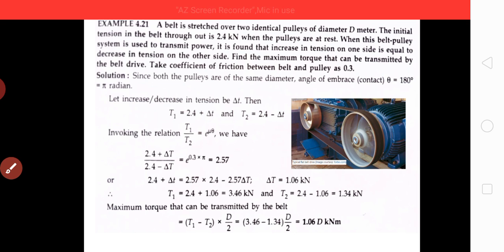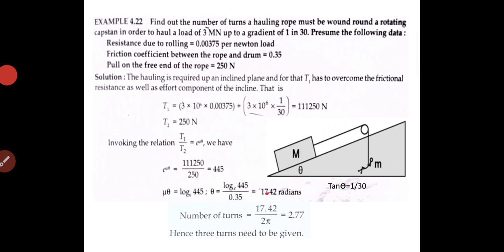Coming to the next problem. This again is a simple problem. Find out the number of turns a hauling rope must be wound around a rotating capstan in order to haul a load of 3 meganewton up a gradient of 1 in 30. Presume the following data: resistance due to rolling is 0.000375 per Newton load, and frictional coefficient between the rope and drum is 0.35. Full pull on the free end of the rope is 250 Newton.